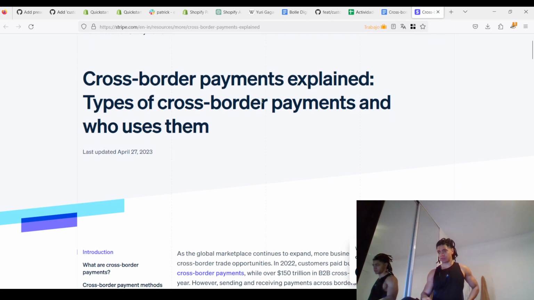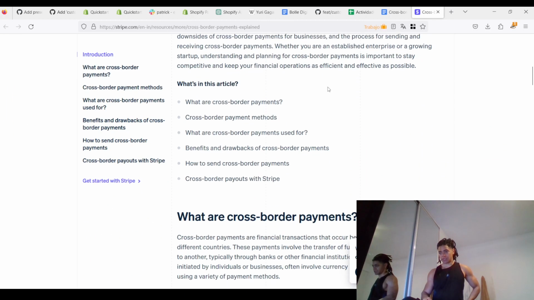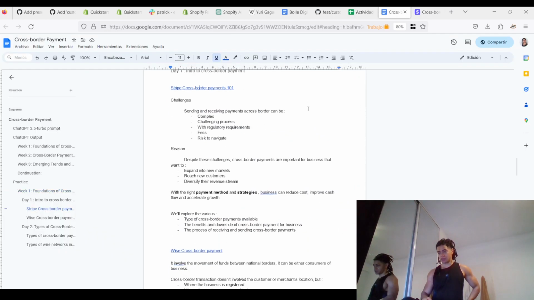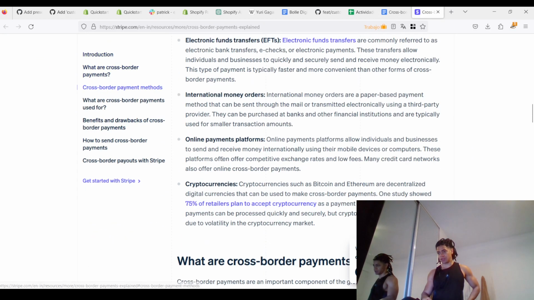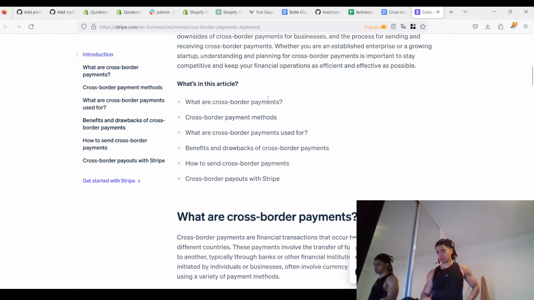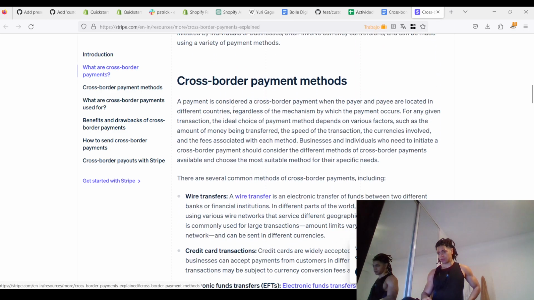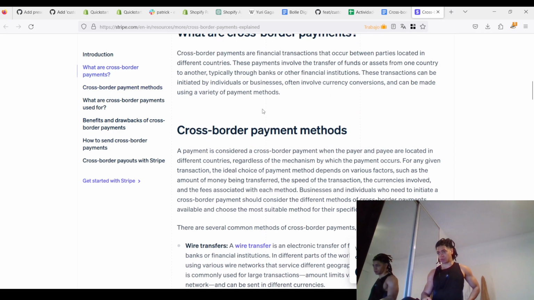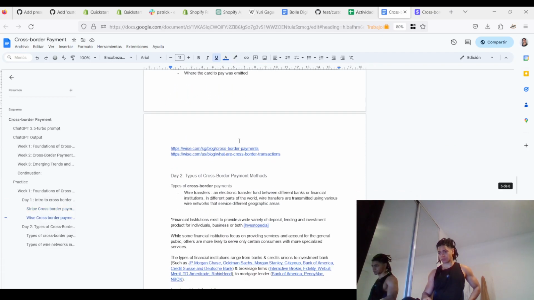Cross-border payments explained, types of cross-border payments and who uses them. Last updated April 26, 2023. All right, because we were looking at the types of cross-border payment. What are cross-border payments? Cross-border payment methods, or the types of cross-border payment.